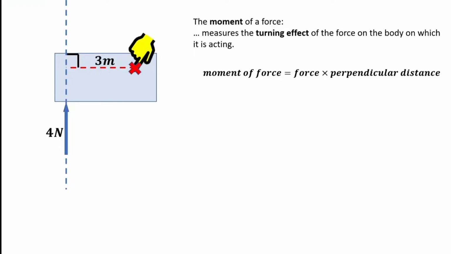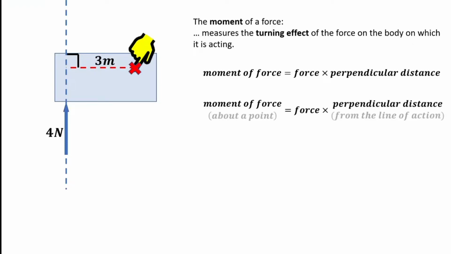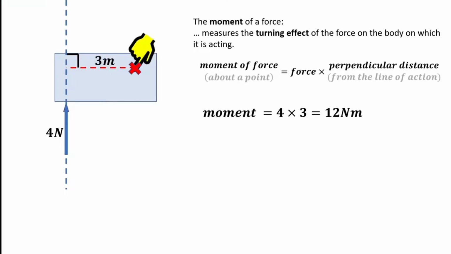And to just be more specific, what we're actually finding is the moment about a point, and we calculate that with the magnitude of the force multiplied by the perpendicular distance from the line of action. Okay, so always make sure you're considering that line of action. Let's see what happens in this case. The moment is going to be the 4 newtons multiplied by the 3 meters, and we have 12 Newton meters. That's the moment generated by this force.